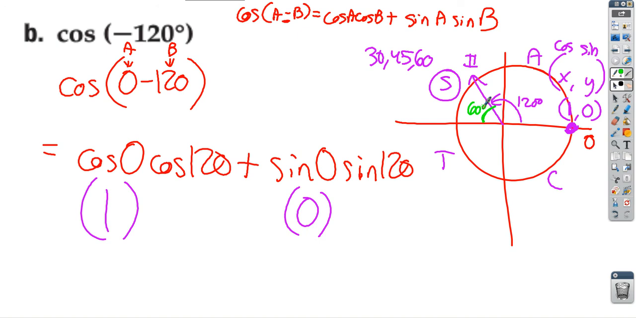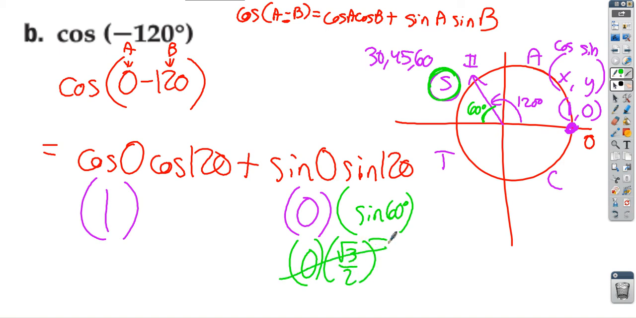So the sine of 120 is like the sine of 60 degrees, but in the second quadrant. We already know sine is positive in the second quadrant. So what's the sine of 60 from that table from before? The sine of 60 is radical 3 over 2, although in this case it doesn't matter because this whole thing will be 0. Okay, what is the cosine of 60?